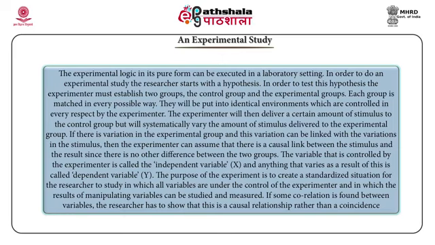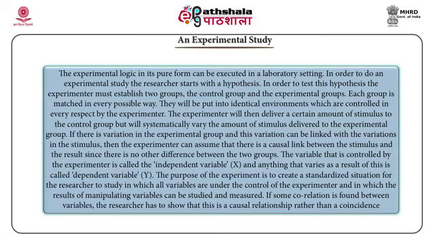The experimenter will then deliver a certain amount of stimulus to the control group, but will systematically vary the amount of stimulus delivered to the experimental group. If there is variation in the experimental group and this variation can be linked with the variations in the stimulus, then the experimenter can assume that there is a causal link between the stimulus and the result, since there is no other difference between the two groups.